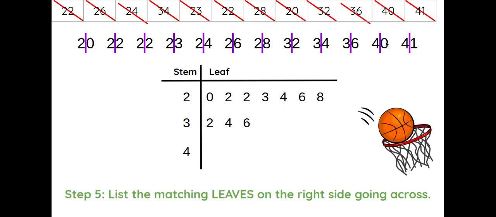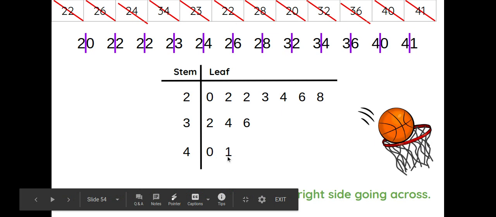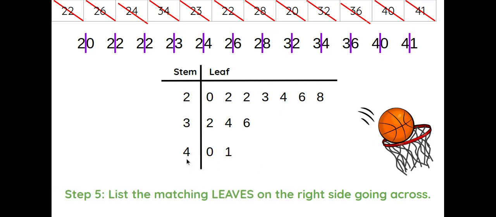The last two numbers I have are 40 and 41, with a 4 in the tens place, a 0 in the ones place, and a 1 in the ones place. So I have a 0 and a 1. So this 0 means 40. This 1 means 41 because they're next to the stem of 4. So now you can see I have all of my numbers written out in my stem and leaf plot.